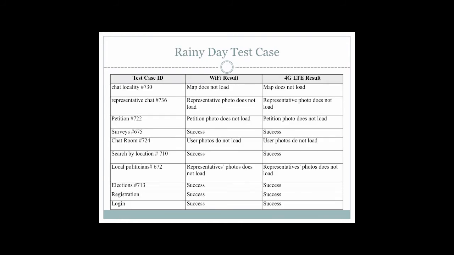Finally, this is a list of rainy day test cases that we had on our application. This is for the mobile application version, in which we took the application, deployed it into a packaged app on an Android phone. Here we see that we're testing several use cases that were previously completed. We tested on both Wi-Fi and 4G LTE. Here we see that there were several that did not work. Mostly in chat locality, the maps did not load, and everywhere else we see that whenever there was a photo that needed to be displayed, it did not, including the representative chat, the petition, the chat room, and the local politicians. This worked this exact same way for both Wi-Fi and 4G LTE, which showed us that it was not an issue due to the network.